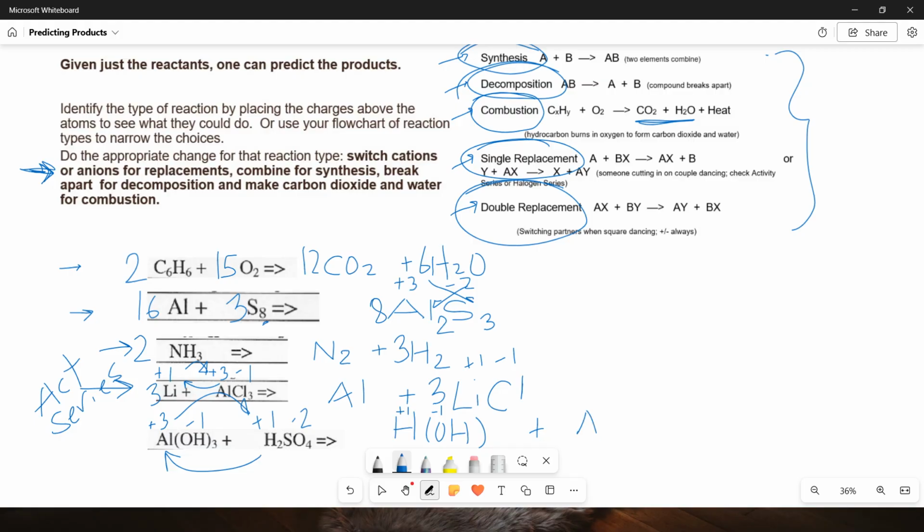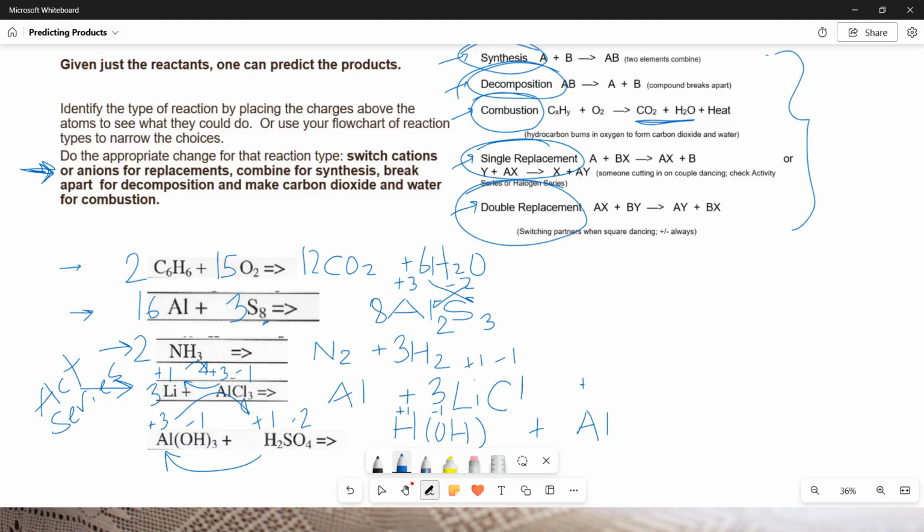And then I'm going to put aluminum with a +3 charge and the sulfate with a -2 charge. And of course, we got to cross those down. So there's a 2 here. Make sure there's parentheses around your polyatomic ion and a 3 here. And then to balance this equation, I'm going to have 2, 3, and 6. And so that's how we predict products.